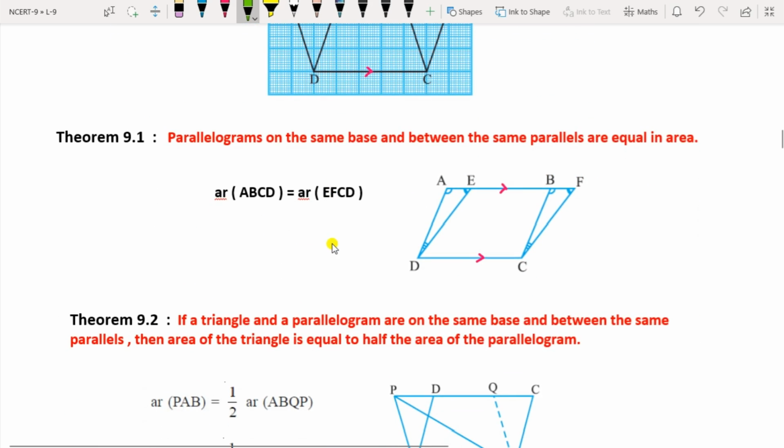So here is theorem 9.1. Parallelograms on the same base and between the same parallels are equal in area. So if two parallelograms lie between the same parallel lines and the base is also the same, then their areas will be equal. Obviously the area of your pages is equal. You can see the area of the pages on the left hand side and the right hand side of the plane are equal. So this is the formula.